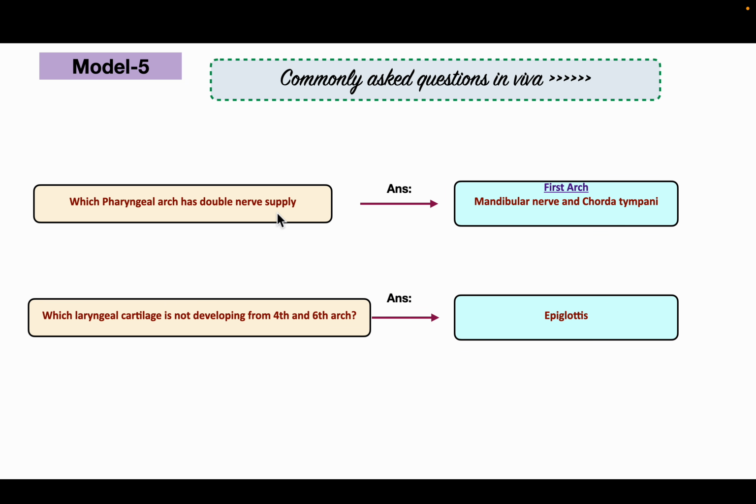Now which pharyngeal arch has a double nerve supply? You know it, it is the first arch: mandibular nerve and chorda tympani. Which laryngeal cartilage does not develop from the fourth and sixth arch? That is the epiglottis.